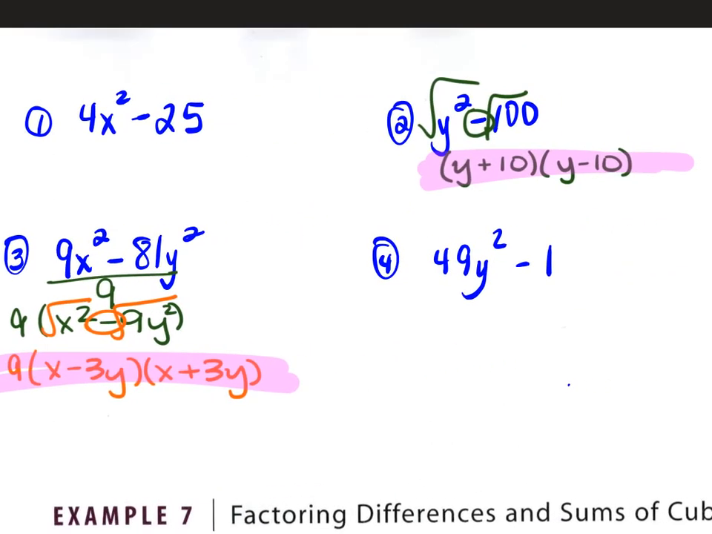For 4, we have 49y squared minus 1. We're going to take the square root of both sides, separate by a negative. We're good to go. So that's 7y minus 1 times 7y plus 1.